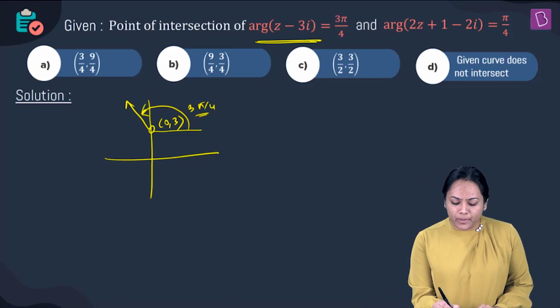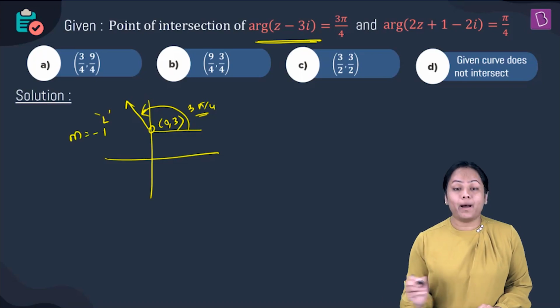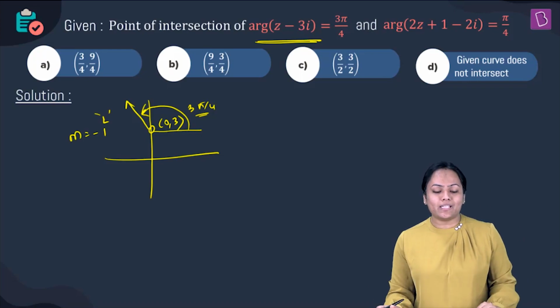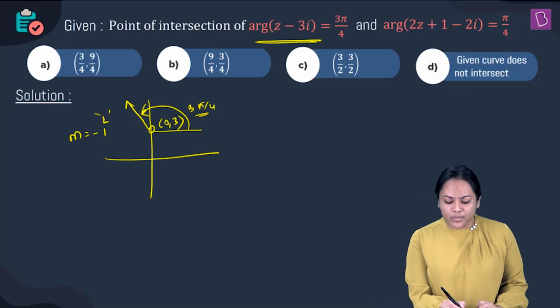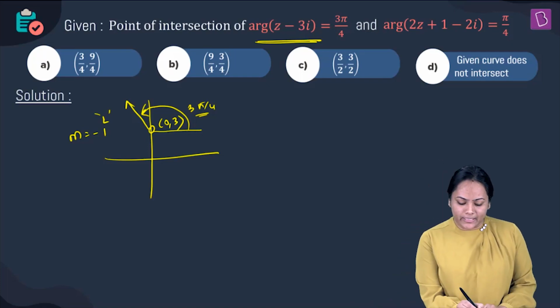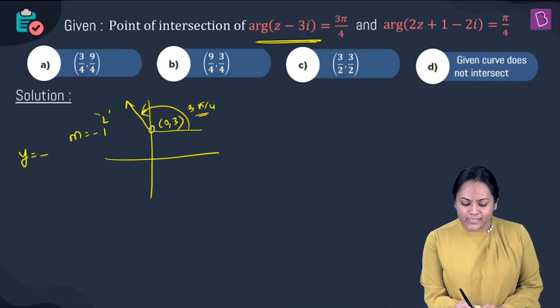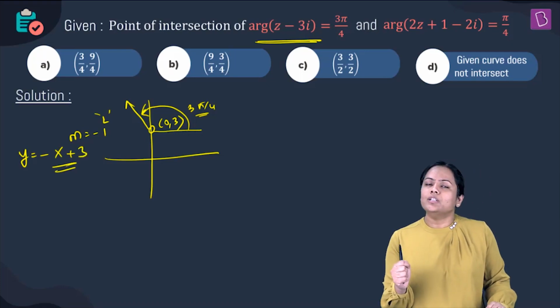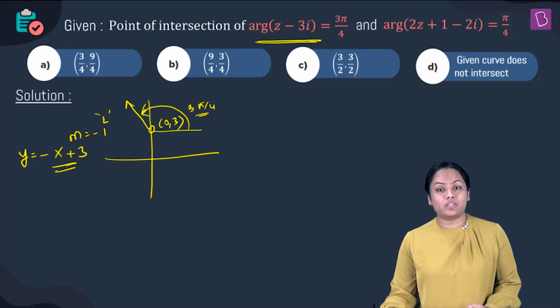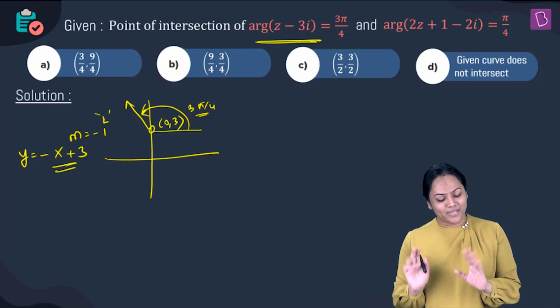If the angle is 3 pi by 4, I can say that this line L will have slope as minus 1, isn't it? Tan 135 degree is minus 1. So if slope is minus 1 and it's passing through the point 0, 3, I can directly say that the equation will be y is equal to minus x plus 3. Which form have we used? Slope intercept form, that's correct. So this is the equation of my first line. Is this much clear? Perfect.